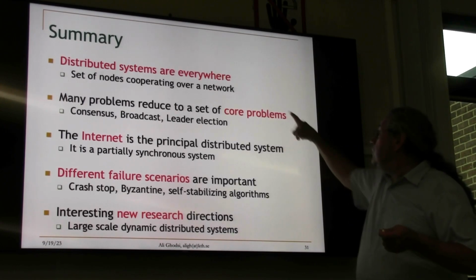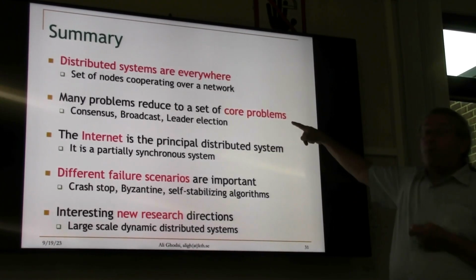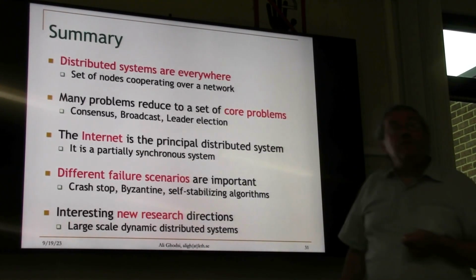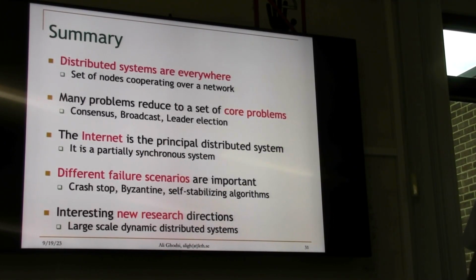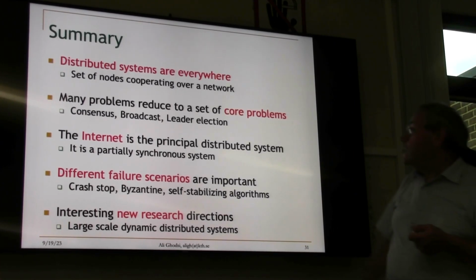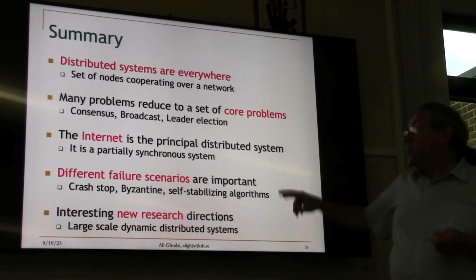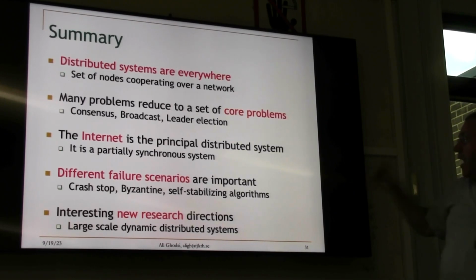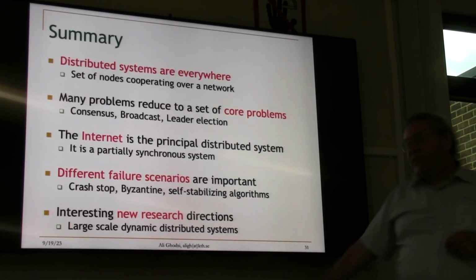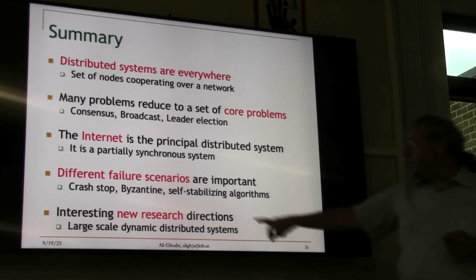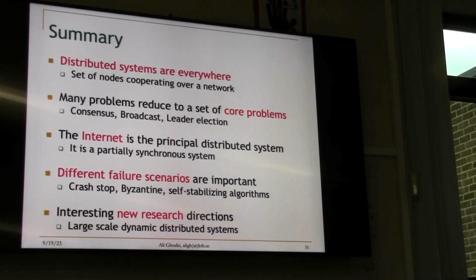So one of the important issues is the core problems. A second one is the internet. Of course, we're going to focus on running large distributed systems on the internet, which is a partially synchronous system. We're also going to talk about failure. Failure is super important. It's happening all the time. And maybe I have a chance to give you some lectures on some new stuff that's coming on large-scale distributed systems. So that would be in the second half of the course.